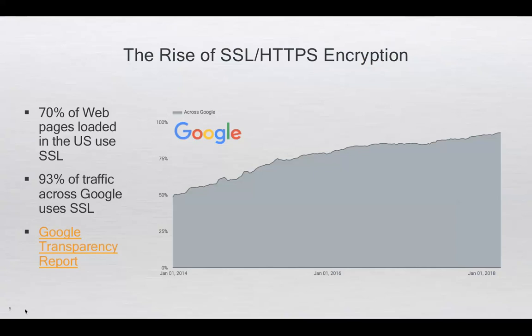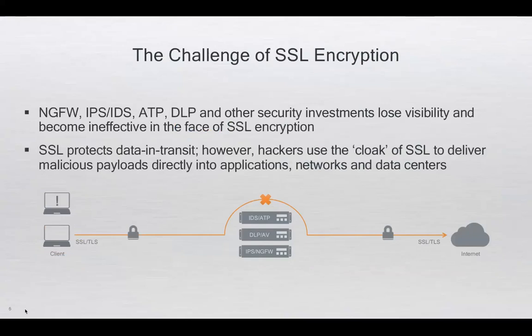And so, what does that mean? That's going to have some impact. The first one has two different challenges depending on which direction you go. The first challenge is what I was just describing earlier, which is that if you take security solutions, whether it's a next-gen firewall, IPS, IDS, advanced threat protection, data loss prevention, any kind of security investments, all these things begin to lose visibility and become ineffective in the face of that SSL encryption.